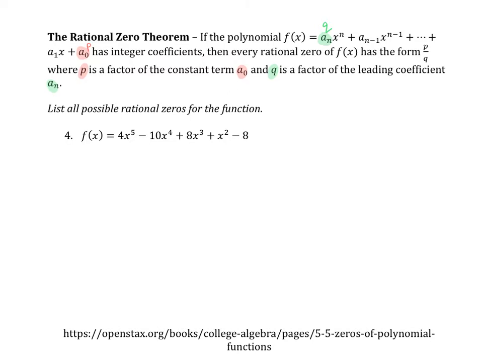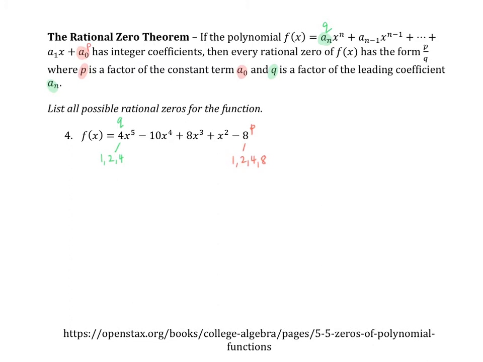Okay, so let's look in our example for number 4. We have q is always the leading coefficient, and then p is always the constant. And we're looking for factors of those. So the factors of 4 are 1, 2, and 4. Remember, that means what multiplies to get 4. So 1 times 4 and 2 times 2. Okay, what multiplies to get 8? Well, we have 1 and 8 and 2 and 4. So 1, 2, 4, and 8 are the factors of p.